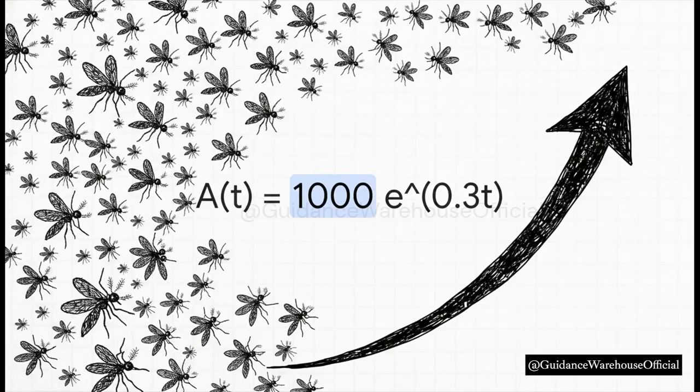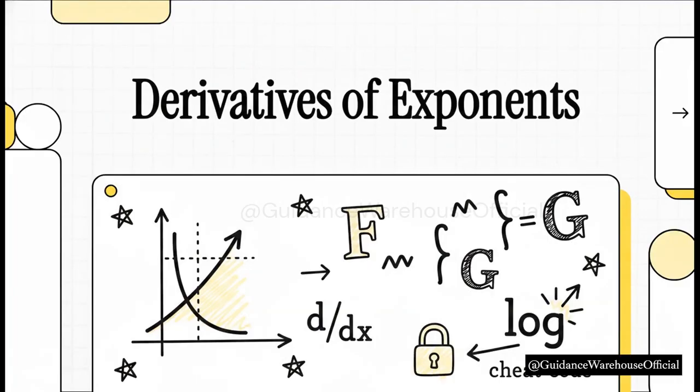If you want to figure out exactly how fast that swarm is growing on, say, day 4, well, you absolutely need to master the derivatives of exponential functions to do it. So by the end of this explainer, you're going to understand the core concepts behind these special derivatives, the exact formulas that make them tick, and exactly how to apply them to real-world examples. Oh, and you're also going to learn the ultimate mathematical cheat code, logarithmic differentiation.